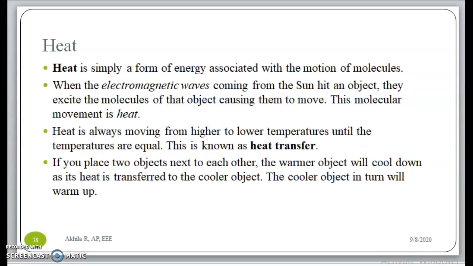So heat is simply a form of energy that is associated with the motion of molecules, and when the electromagnetic waves coming from the sun hit an object, they will excite the molecules of that object, causing them to move. So this molecular movement is what we call as heat. And heat always moves from higher to lower temperatures until they are equal, so that is known as heat transfer. So if you place two objects next to each other, the warmer object will cool down as its heat is transferred to the cooler object, and the cooler object in turn will warm up.